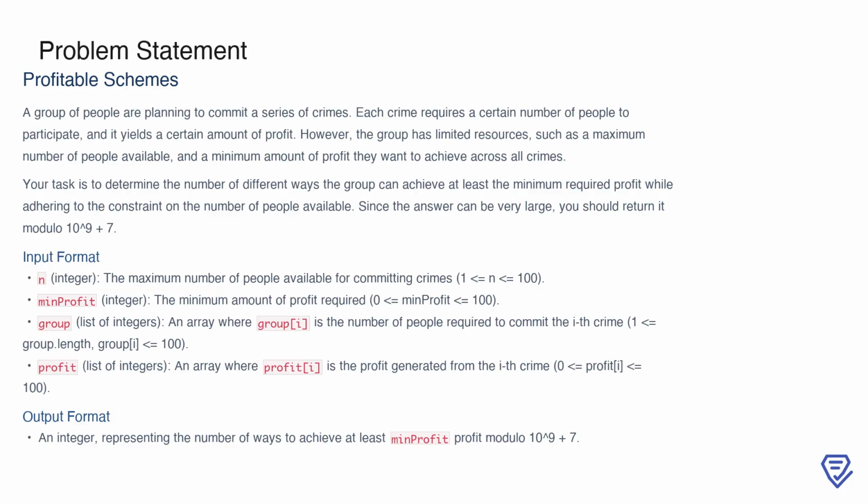Since the number of ways can grow significantly, the final result should be returned modulo 10 to the power of 9 plus 7. The input consists of four components: n, which specifies the maximum number of people; min profit, the minimum profit threshold; group, an array where each element represents the number of people required to commit a crime; and profit, an array specifying the profit generated from each crime. The output will be an integer indicating the number of valid ways to achieve the goal while respecting the constraints.